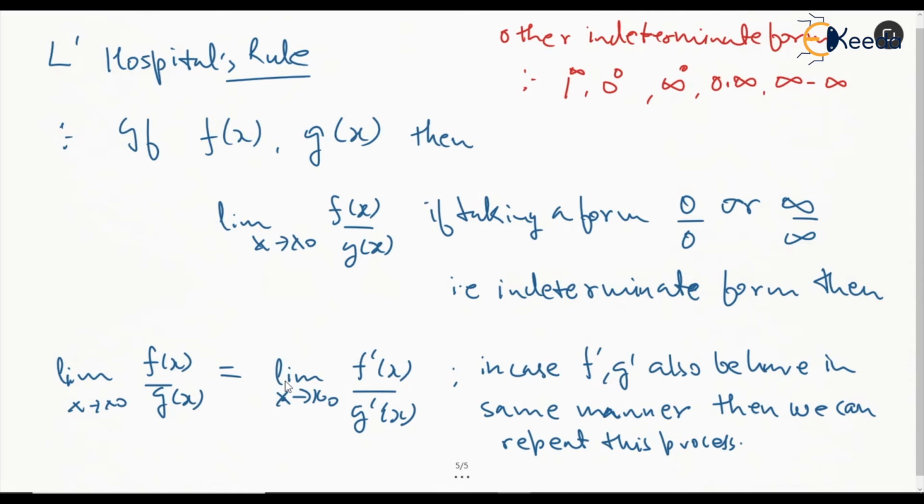So this L'Hospital's rule says, if f of x and g of x are there, and we are trying to find the limit of f of x by g of x for x tends to x naught, and if it takes any of this form of 0 by 0 or infinity by infinity, which is known as indeterminate form, then for finding the limit, instead of limiting f of x by g of x, we can limit the f dash of x by g dash of x for x tends to x naught. So this will give you the result. And in case it is still taking the same form of 0 by 0 or infinity by infinity, then we can repeat the same process. That is, we can again differentiate the numerator and again differentiate the denominator, and then try to put the limit x tends to x naught.